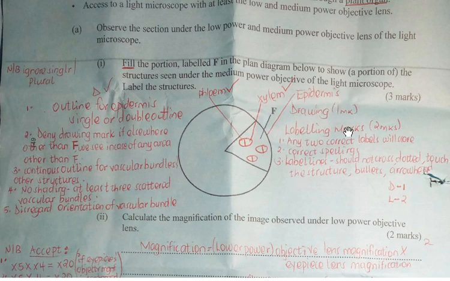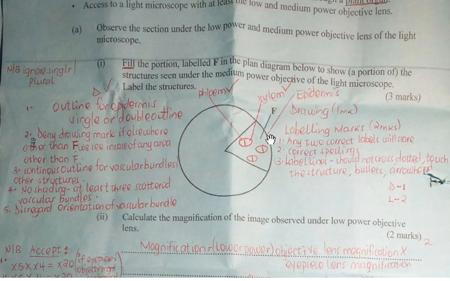Then labeling, the label should be correct: the xylem and the phloem plus the epidermis. These label lines should not cross each other, and you should not use a bullet when labeling. Also, an arrow head should not be used. Then the label line should touch the structure. For example, xylem here should touch the structure to show it is xylem. The same to phloem, which should touch the structure to show that it is phloem.